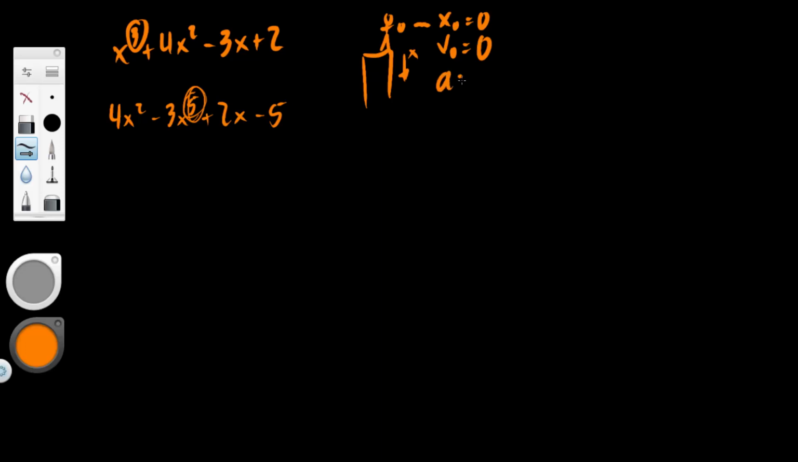The acceleration is 9.81, and that's in meters per second squared. This is in meters per second. So let's look at the function itself. x for any given time, so x is a function of time, equals half a t squared plus v0, which is the initial velocity, times t, plus the initial position, so x0.